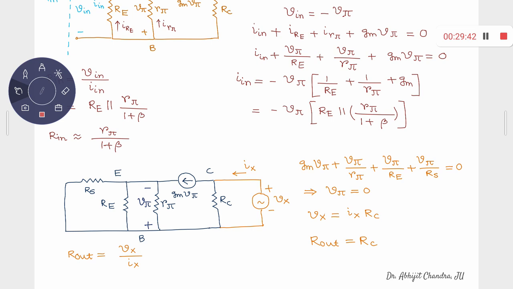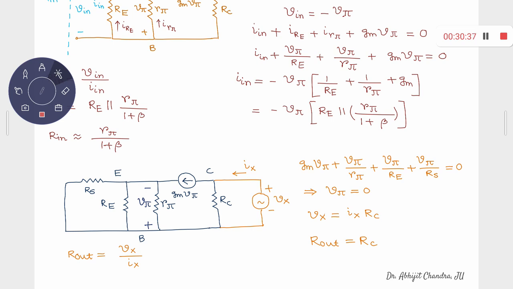For output resistance calculation, what you need to do is kill all the voltage and current sources and connect a test voltage from the outside. This is the test voltage which is connected between the collector and the base, and measure the test current Ix, find out the ratio. If you apply KCL at this particular node, gm V pi plus V pi upon R pi plus V pi upon R e upon R s is equal to 0, which results in V pi being 0. Then we can find that R out is equal to Vx upon Ix, which is simply your RC. So output resistance is RC, but the output resistance is pretty small, in the range of few tens of ohms.